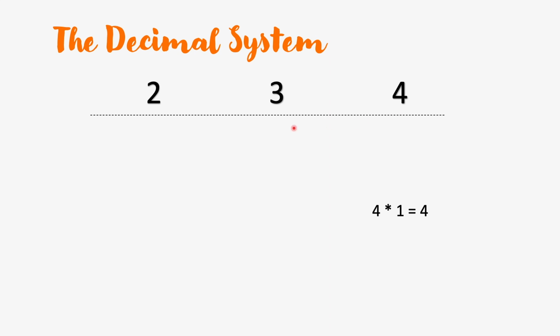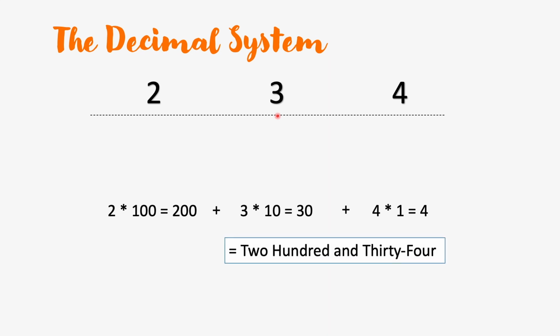For the next digit, the face value is 3, and since it is in the 10th place, the place value is 10 because it is at the second position from the right hand side. So the value of this digit in the number 234 is 3 multiplied by 10, which equals 30. Similarly, the leftmost digit is 2 multiplied by 100, that is 200. If we sum this up, we get 234. This is how the decimal or the normal number system works.